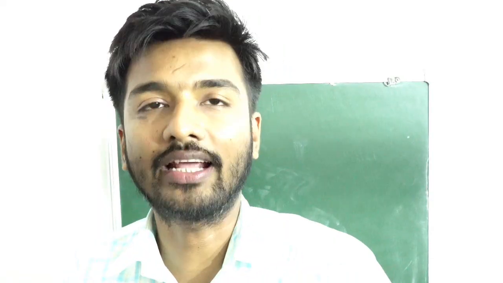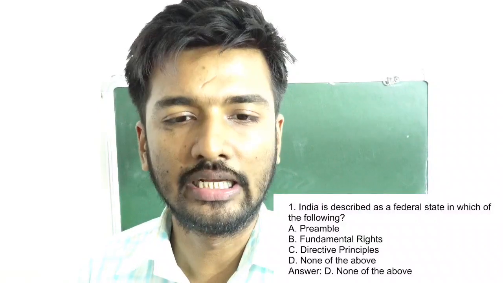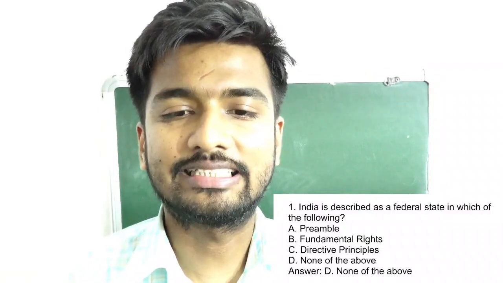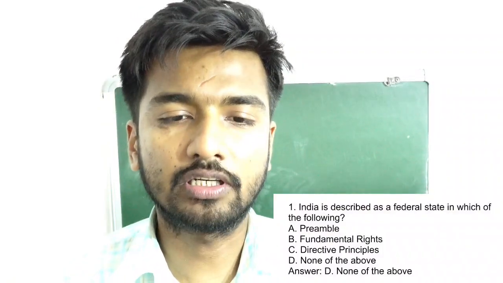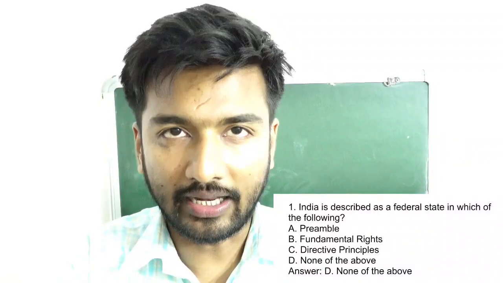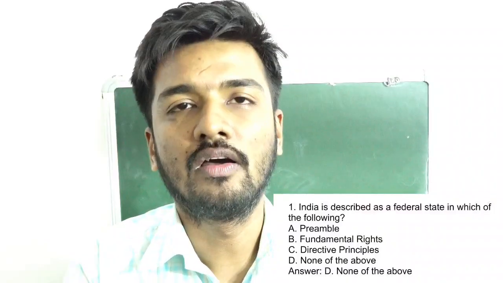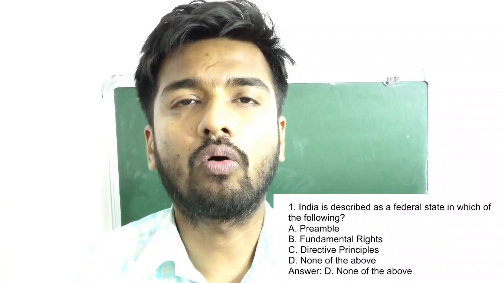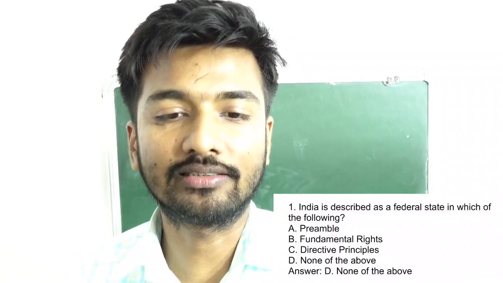They will appear one by one on your screen and we will try to solve them together. Question number 1: India is described as a federal state in which of the following? Preamble, fundamental rights, directive principles, none of the above. If you read the entire Constitution, there is no mention that India is a federal country. India is always quasi-federal. It is a union of states. So the answer is none of the above.